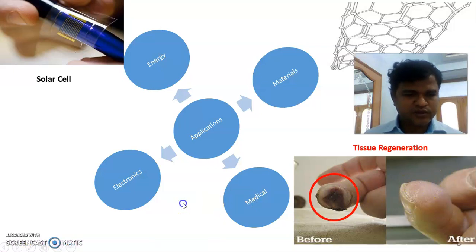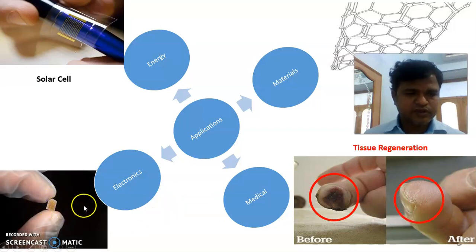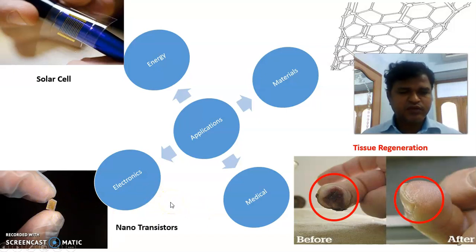The last one, electronics. In electronics we have different materials. This is nanotransistors. We can synthesize nanotransistors. We can generate resistors also at the nano level. These are the applications.